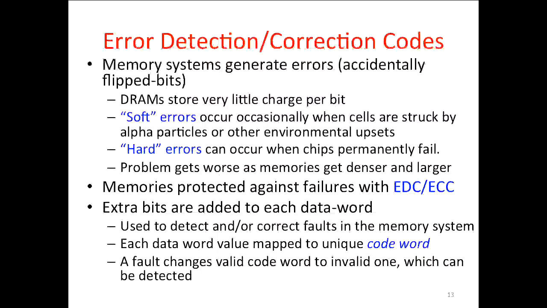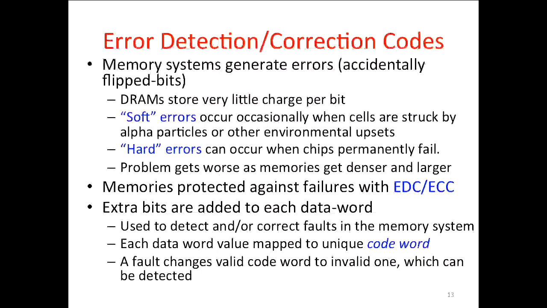Say a simple case, a 4-bit data word. How many combinations of 4 bits are there? 16, right? There are 16 different permutations of ones and zeros in a 4-bit word. If I add another 2 bits, how many combinations are there? 64, right? So I've quadrupled the number of possible combinations of ones and zeros, going from 4 bits to 6 bits. If you use 6 bits to store 4 bits of data, you can say, of those 64 possible combinations, there are only 16 legal ones. All the other ones are illegal.